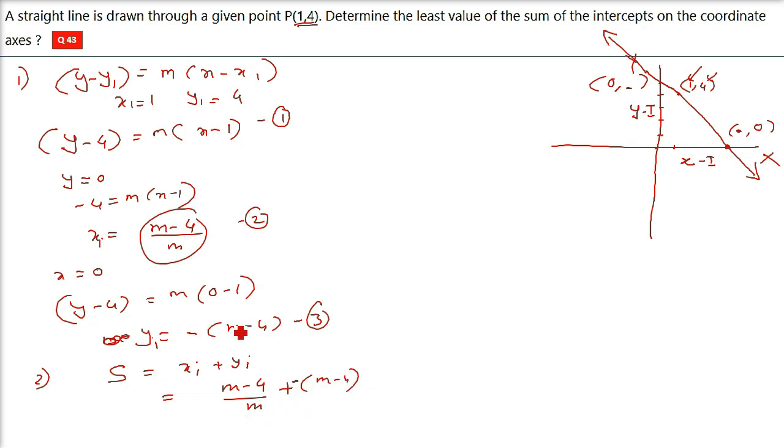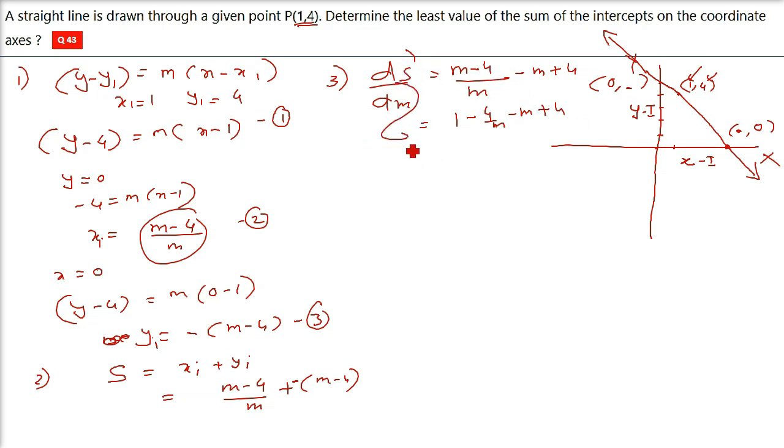Now, this is S. Now the third step, we need to also establish that it is least. For that we need to differentiate. I am differentiating it right now. What are we differentiating? The addition of x-intercept and y-intercept. So when we differentiate this, you have m minus 4 by m plus 4 minus m, or m minus m plus 4. So when we differentiate this, m by m can be 1, 4 by m minus 4 minus m plus 4. So just differentiate it. I have not differentiated it yet. It is actually S. I'm just saying that you need to differentiate it now.